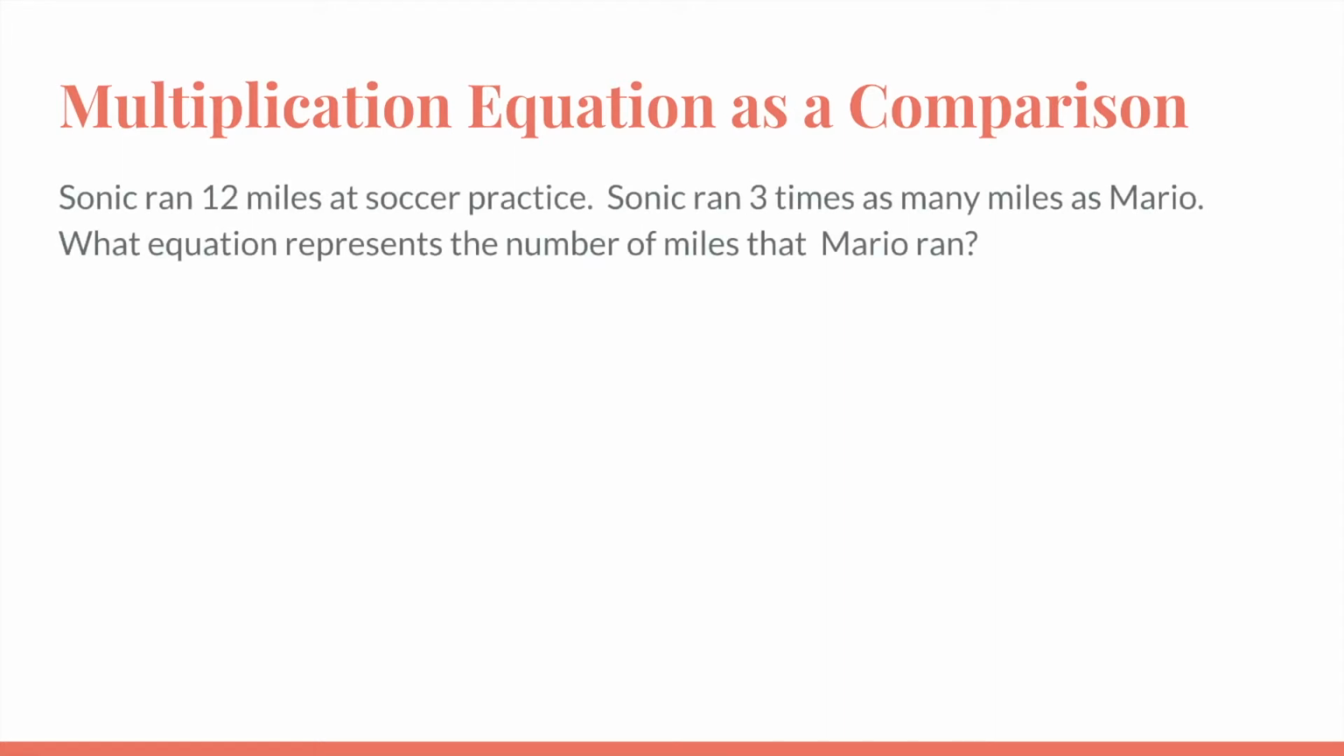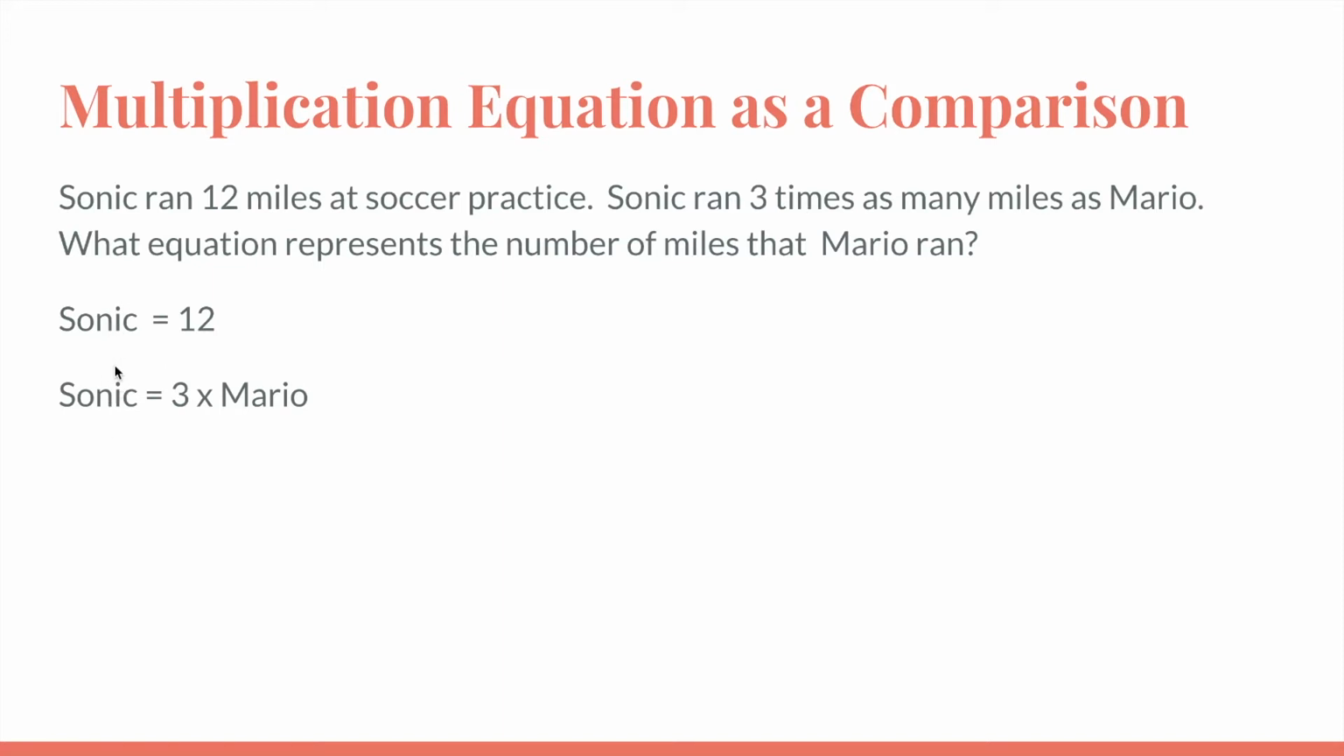Sonic ran 12 miles at soccer practice. Sonic ran 3 times as many miles as Mario. What equation represents the number of miles that Mario ran? We know Sonic ran 12 miles. Sonic equals 12. We also know that Sonic ran 3 times as many as Mario. So we got to write Sonic equals 3 times more than Mario. See what we did there?